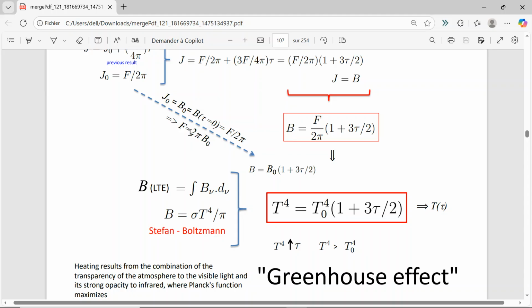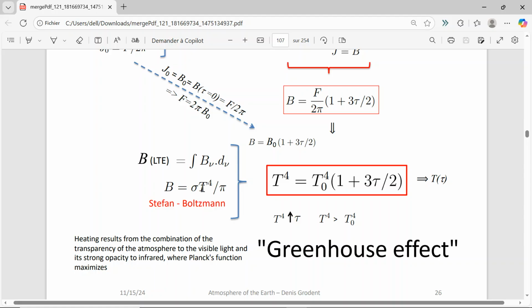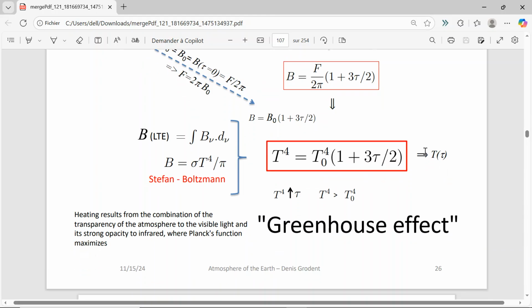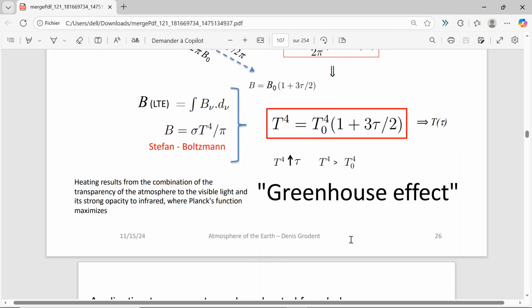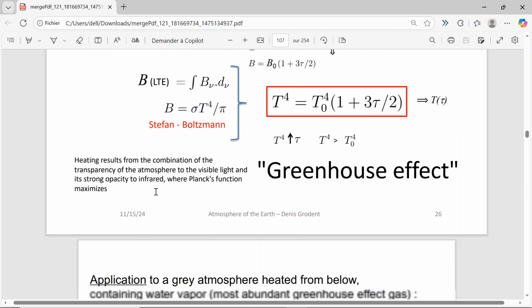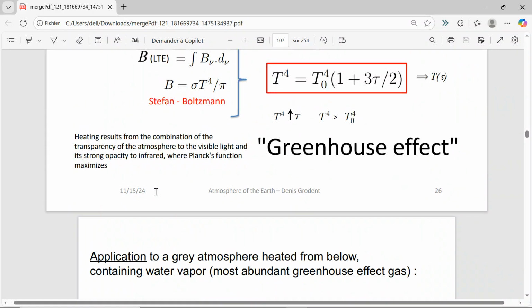So you introduce the flux with respect to the blackbody emission, and knowing that B is equal to sigma T to the power 4 divided by pi, we finally get the evolution of the temperature with respect to optical depth. This is what we were looking for. It is increasing with optical depth. This is what we call the greenhouse effect. Heating results from the combination of transparency of the atmosphere to visible light and the strong opacity to infrared, where Planck's function is maximized. Just remember the expression of the optical depth, a combination of the absorption coefficient and the scattering one.